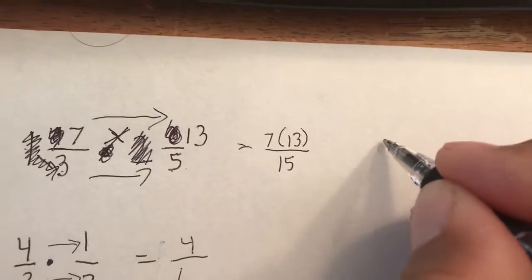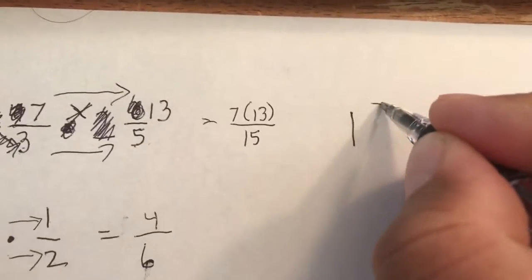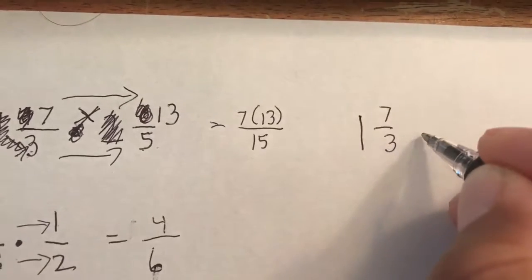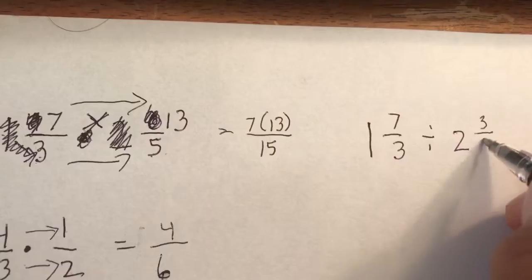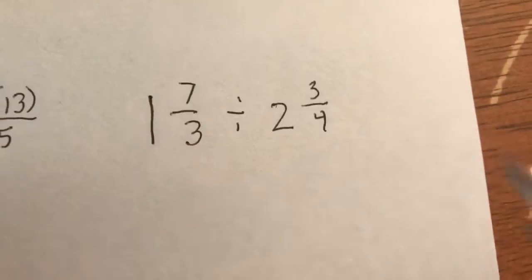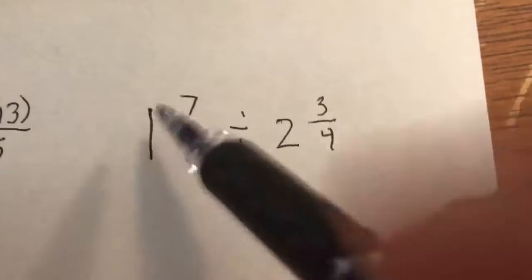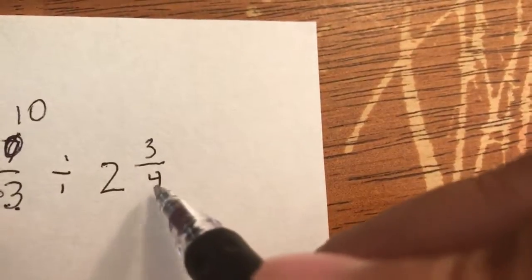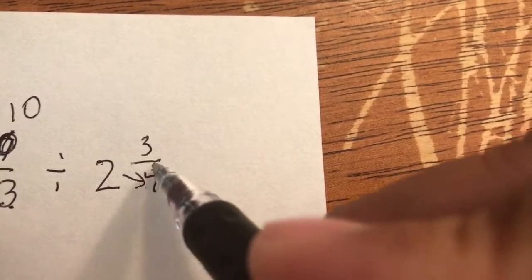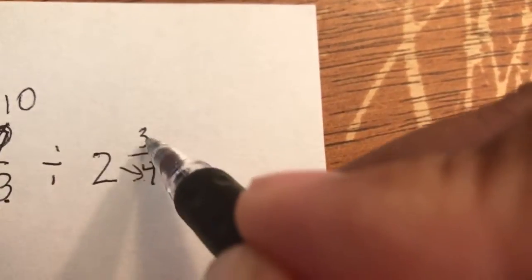let's say 1 7/3 divided by 2 3/4. 1 times 3 is 3. 3 plus 7 is 10. Cross out the 1. You see the pattern? 2 times 4 is 8. 8 plus 3 is 11. You see the pattern?